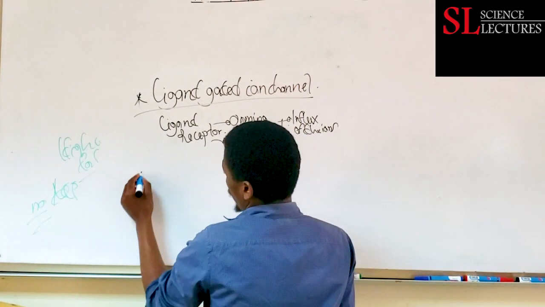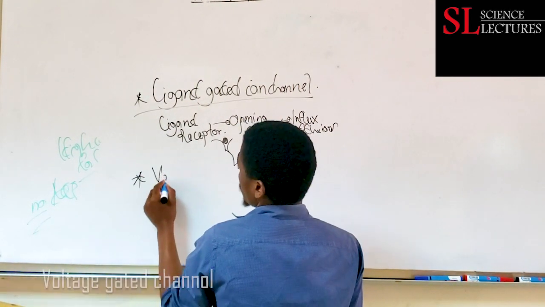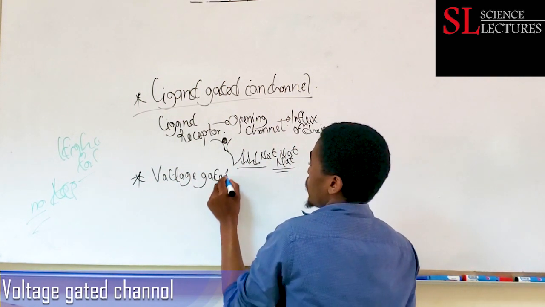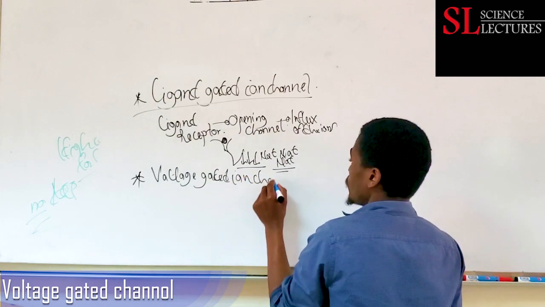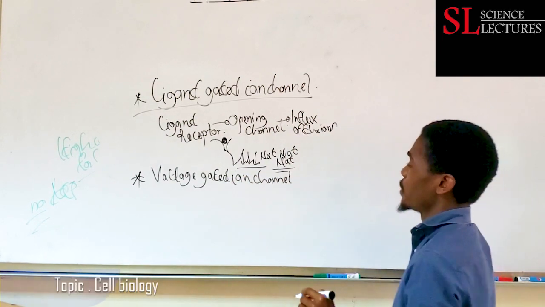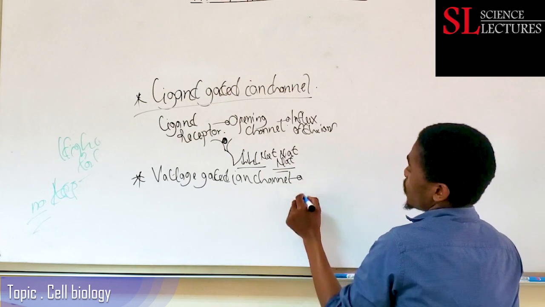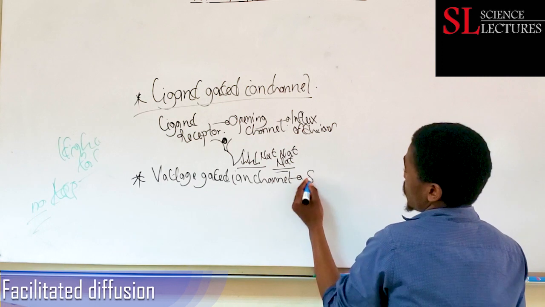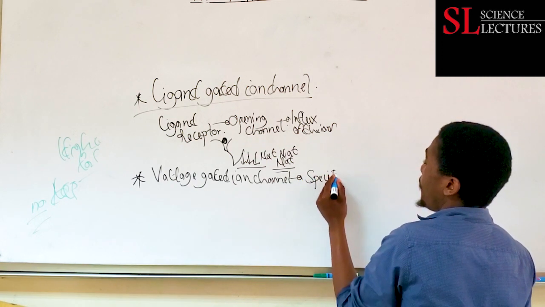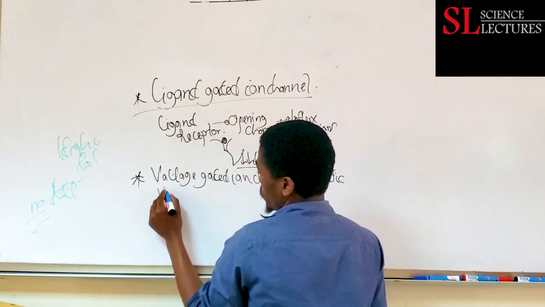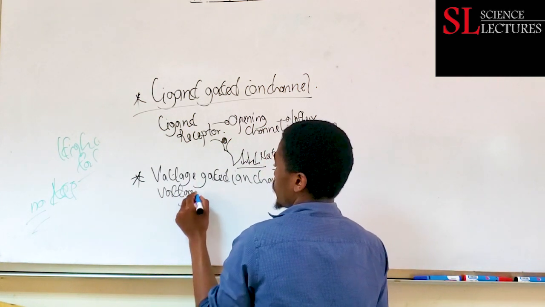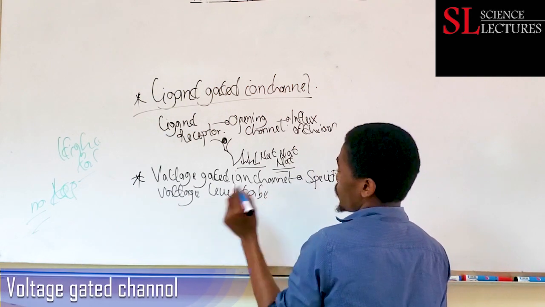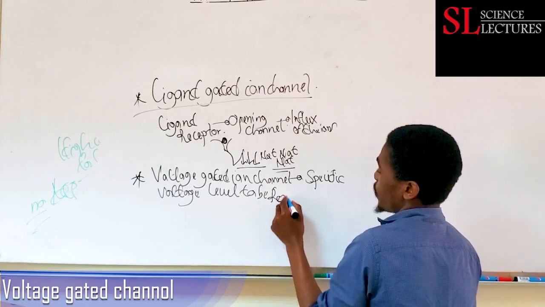Then which other example can we have? We can have a voltage gated ion channel. And for a voltage gated ion channel, we need a voltage, a specific voltage level to be reached, or a specific voltage value to be reached for this channel to open.